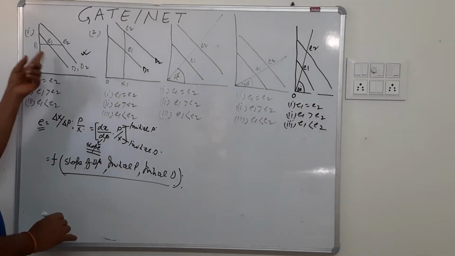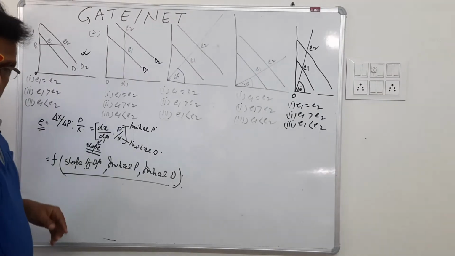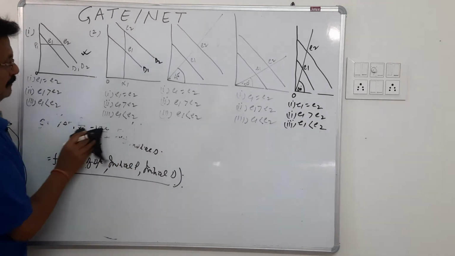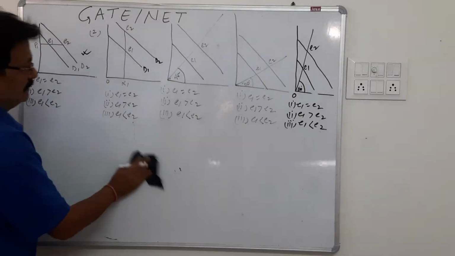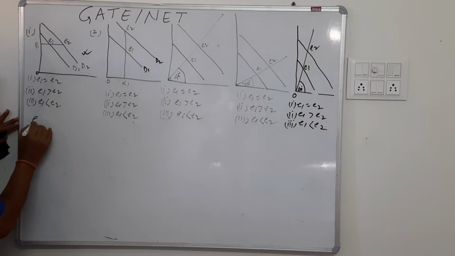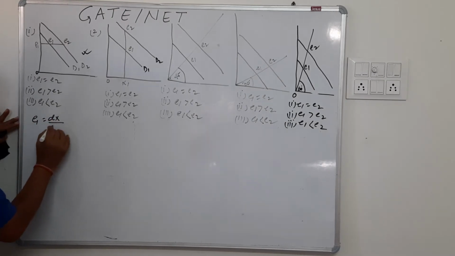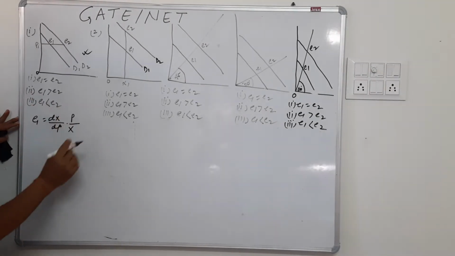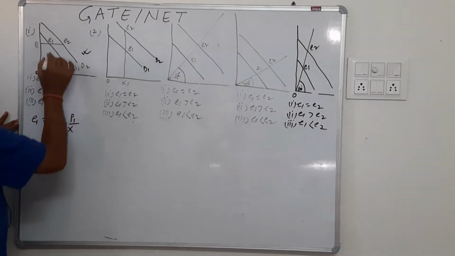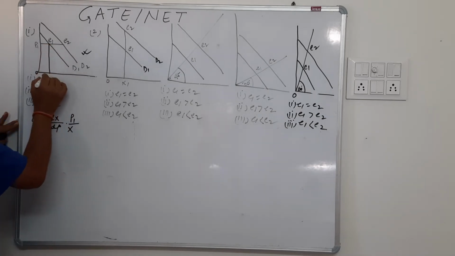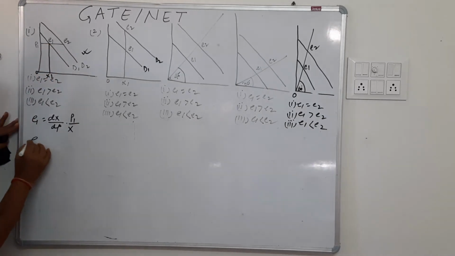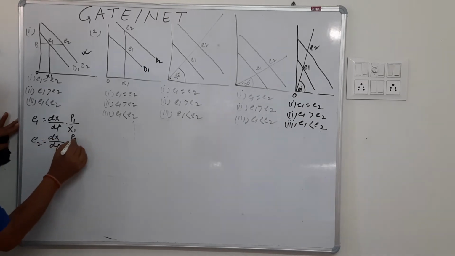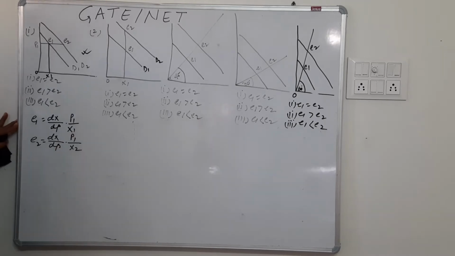Now come to diagram 1. Let me erase it, then I'll be able to write. E1 is dx by dp into p by x, where P is P1 and the corresponding demand is X1. And E2 is dx by dp and P1 by X2.